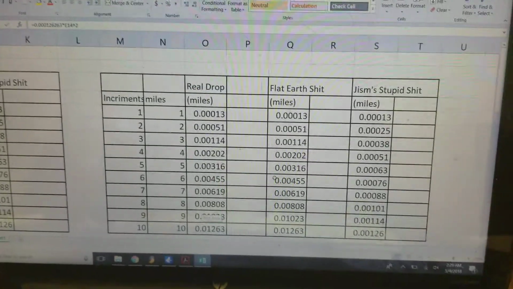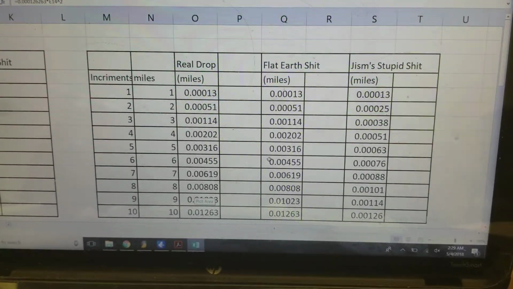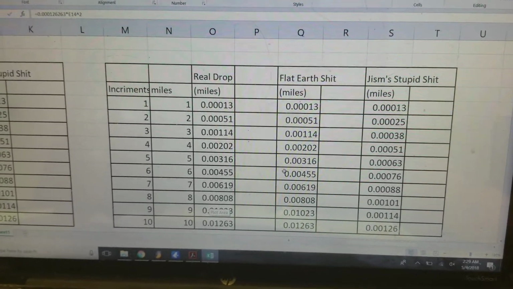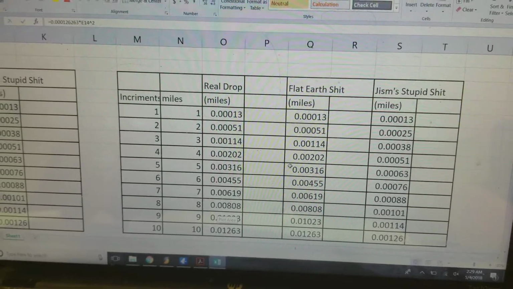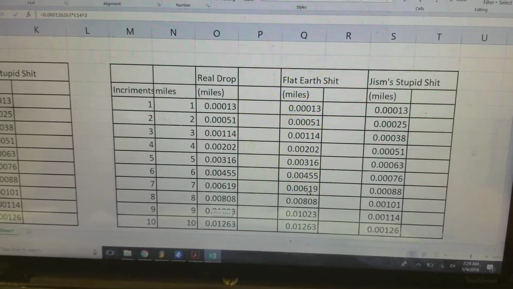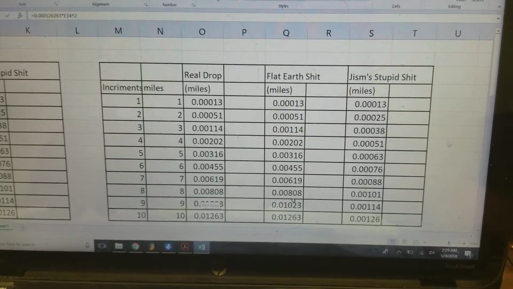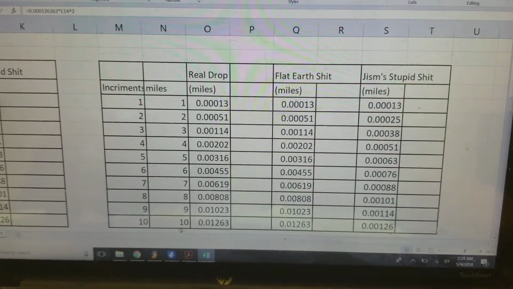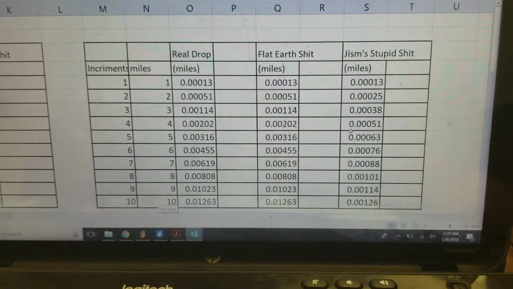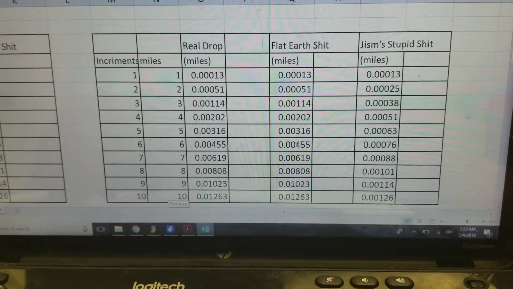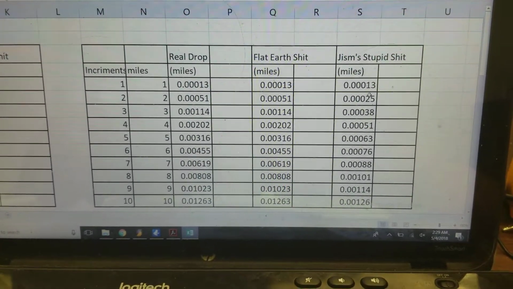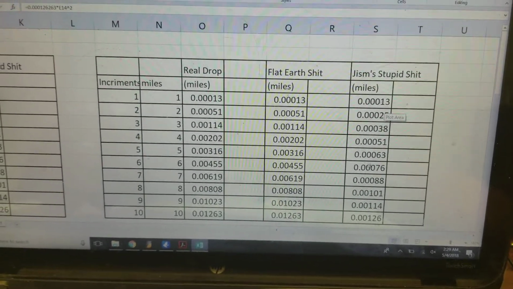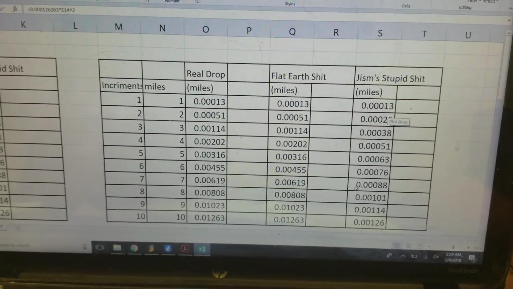And again, if this was in inches for how much it drops, these numbers would be a lot more evident for how they're different. But due to how many decimal points this is showing for miles, they look the same, but these are quite different. They will get more and more different the more miles you go. They're close, but they are different. And then here's Jism's version. You see a little bit of a problem here?